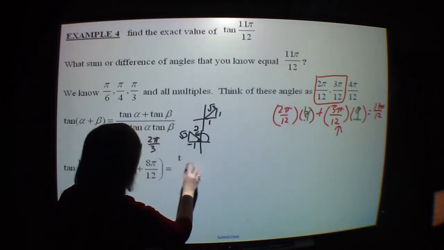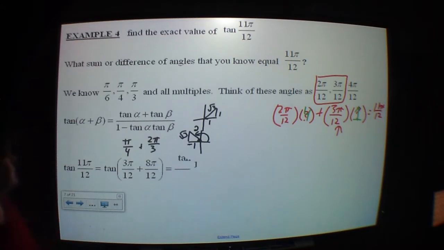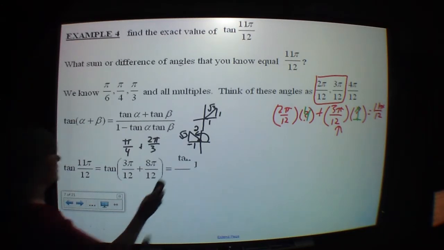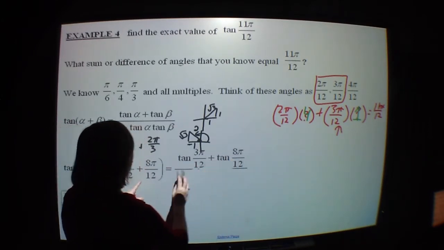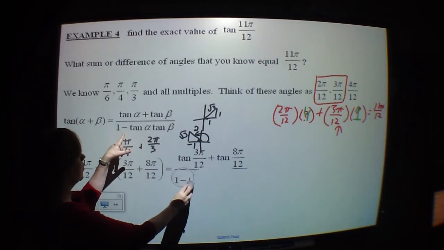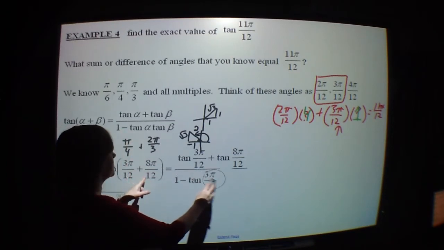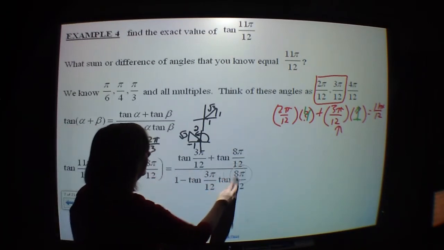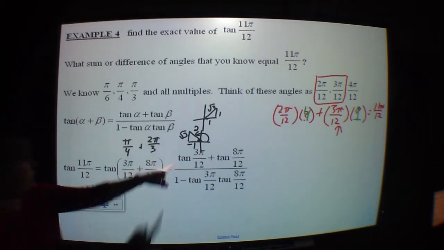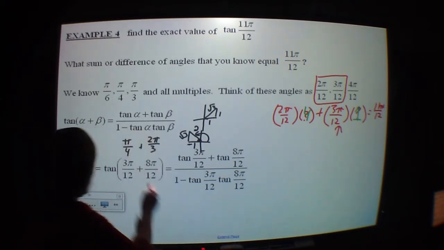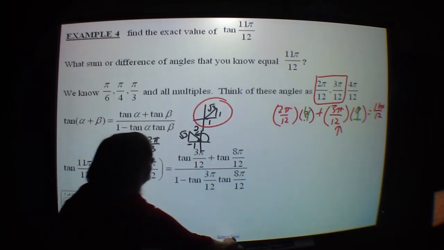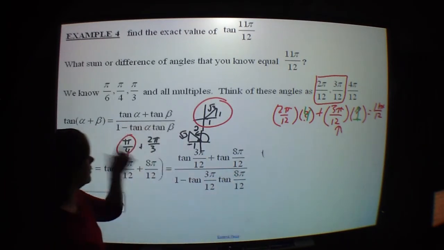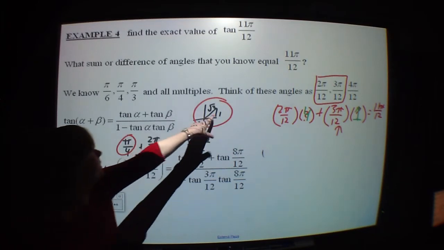I think it really does help. And now use the tangent formula. Let's remember that the tangent of a sum is equal to the tangent of my first one plus the tangent of my second one, divided by 1 minus the tangent of my first one times the tangent of my second one. Okay? So remember, that was this one right here. So tangent of 3 pi over 12 is 1.